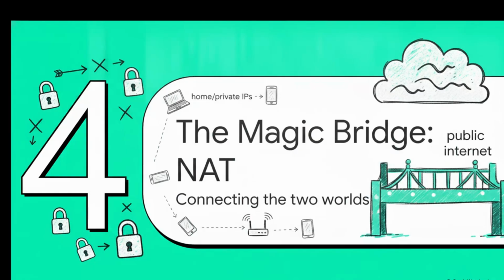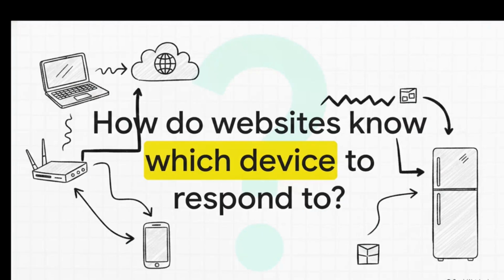So how do we actually link them together? That brings us to section 4, the magic bridge, NAT, connecting the 2 worlds. Okay, we have a major conflict here. If private IPs are entirely blocked from the public internet to save space, but you only have a single public IP connecting your home to the world, how does this work?